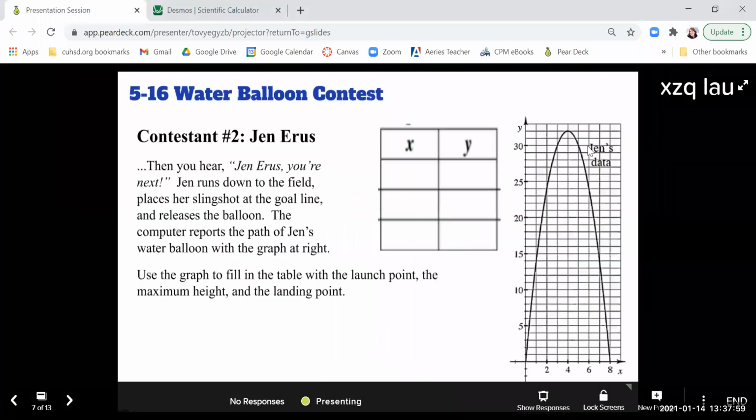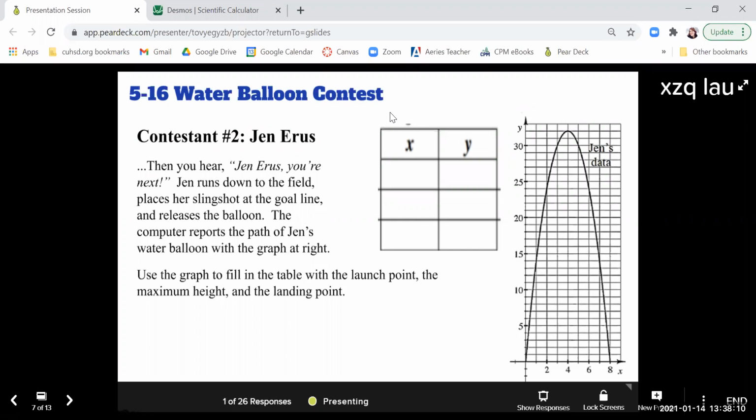Okay. All right, contestant number 2. Generous. Generous. I know, it's horrible. All right, then you hear, generous, your turn, you're next.